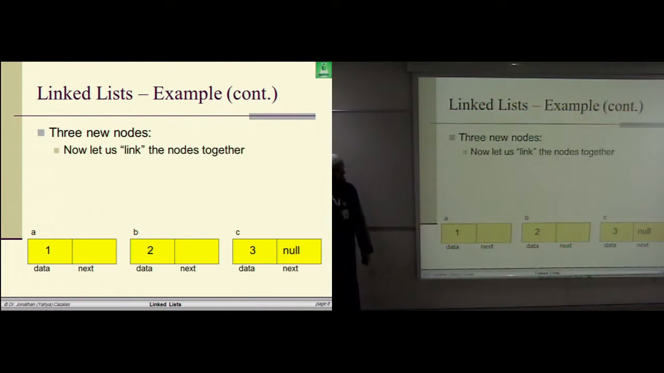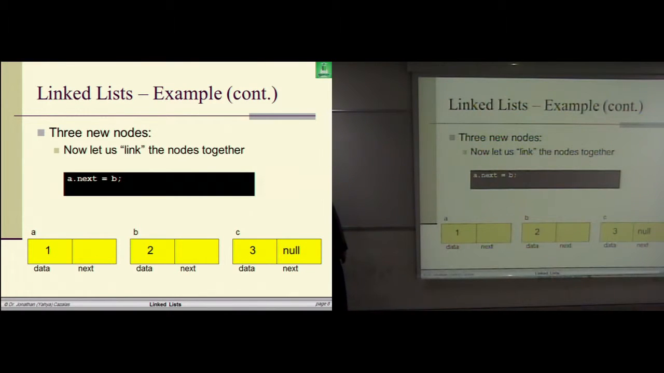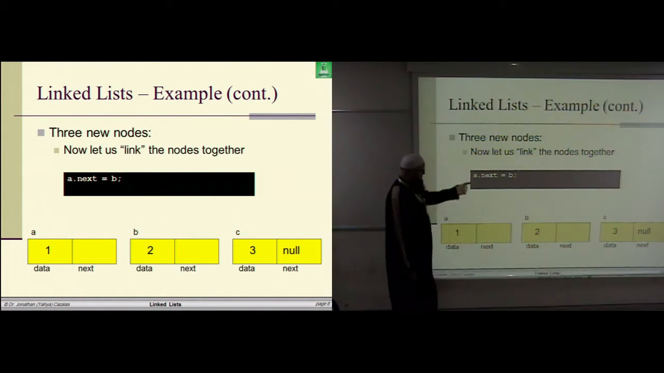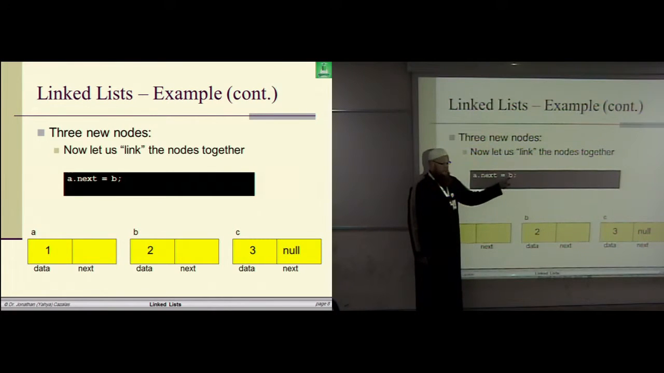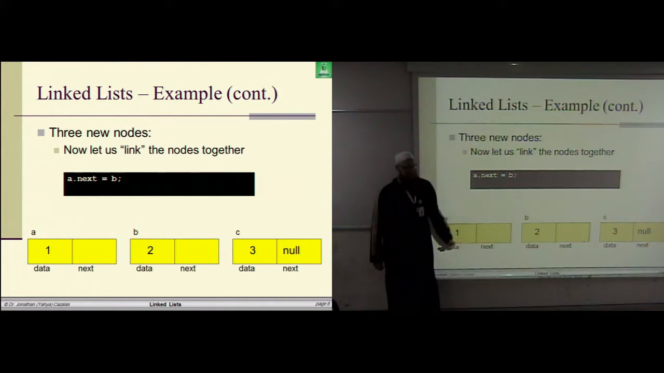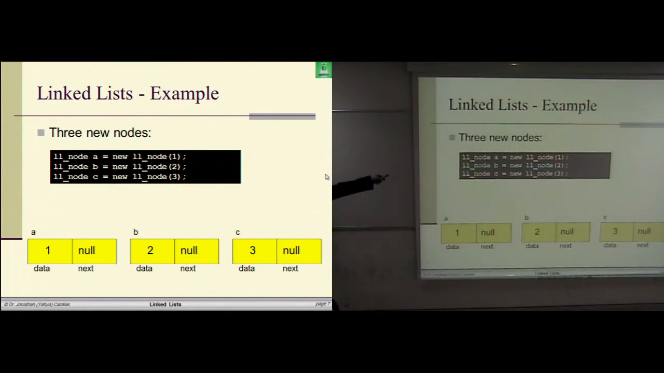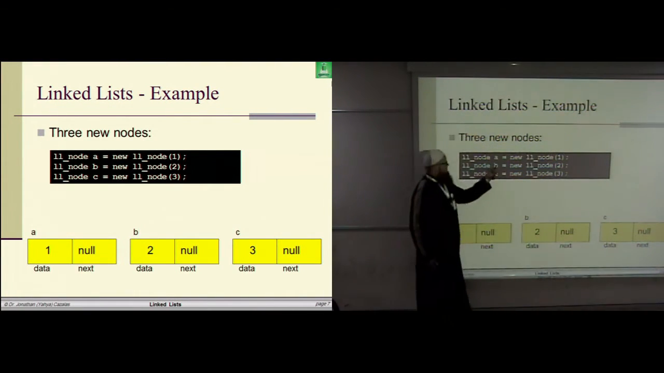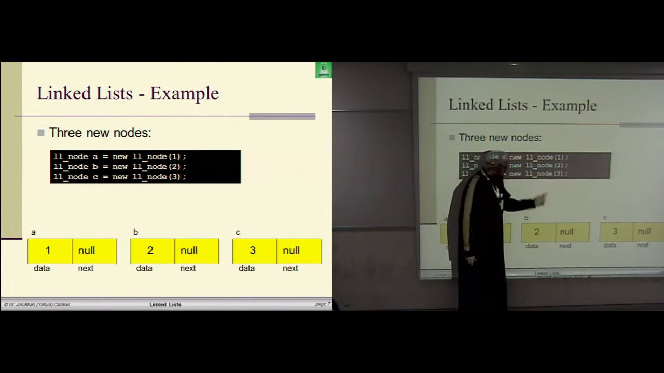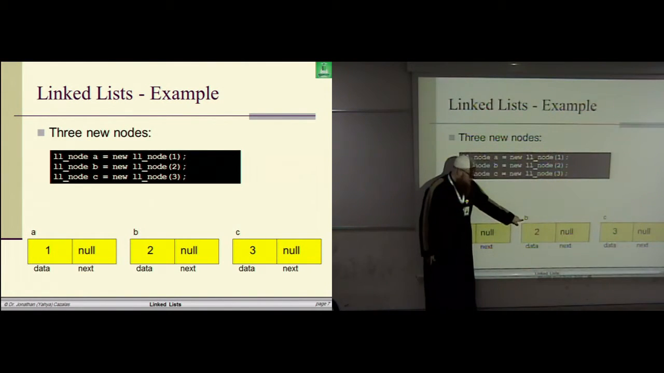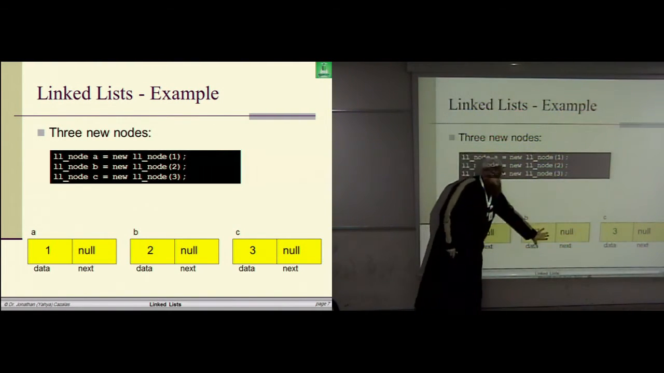Using this line. If I say A dot next equals B, take B. What is B? If you look back, B is a reference. It stores an address. B stores an address to this new node right here. B has an address to this new node.